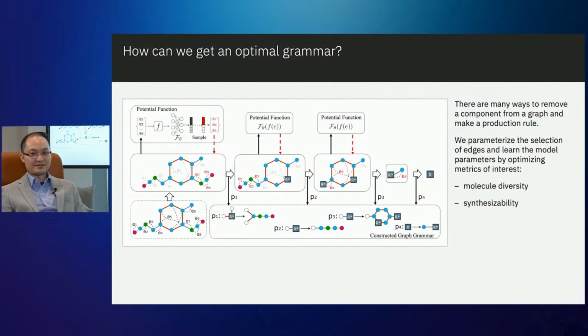So when it converges, the grammar we get will be the one that generates molecules that are maximally synthesizable, and that are also maximally diverse.